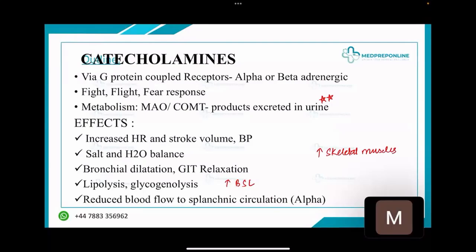Okay, this is an important point to remember. And one effect of norepinephrine is that it is antagonistic to the effect of adrenaline. On injection, it causes reflex slowing of heart rate. So this is one peculiar effect that you have to remember for norepinephrine.